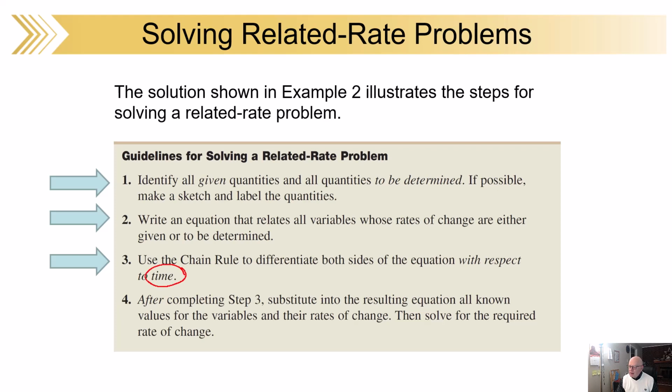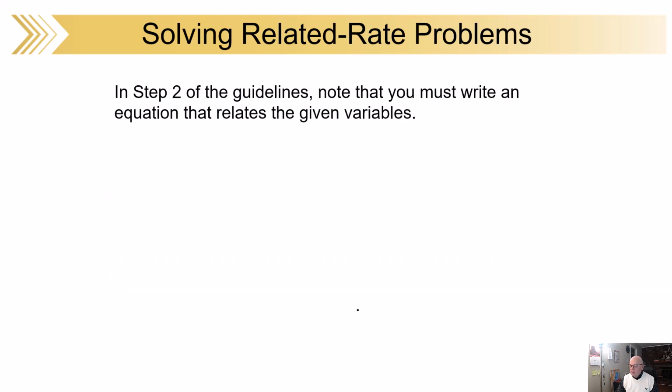Remember, it'll be d something dt for these. And last of all, put all the ones that you're looking for on the left side, all the rest on the right side. Solve for the required rate of change.